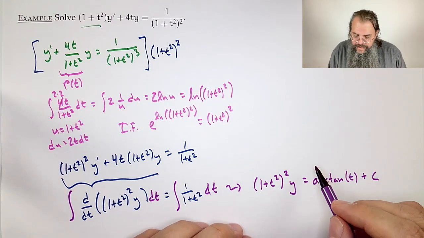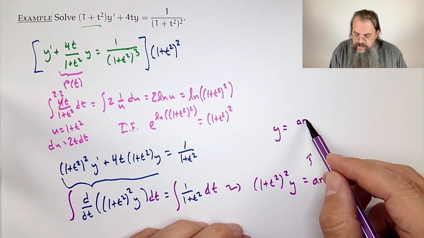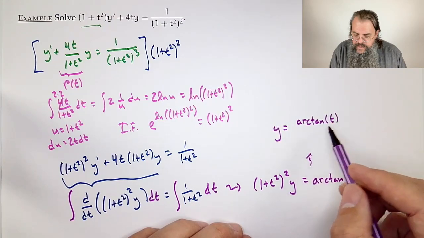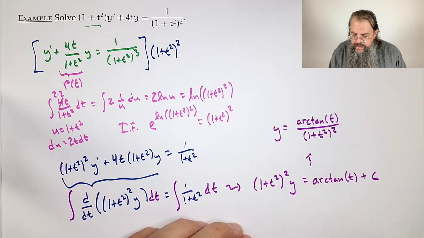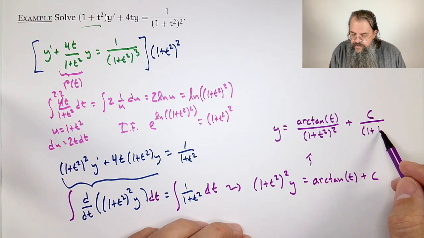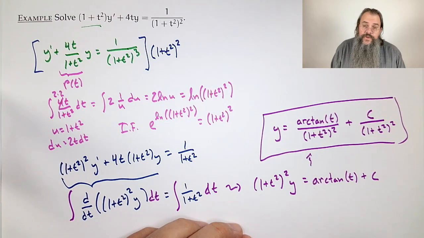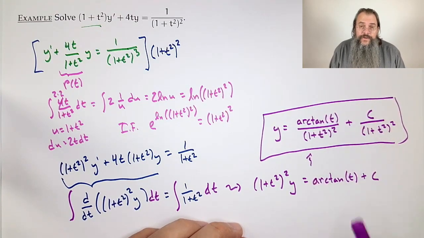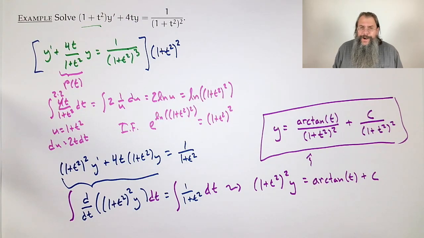I say, okay, get y by itself. So y is equal to arctangent of t. Divide that by 1 plus t squared squared. And then don't forget there's a plus c, and divide by 1 plus t squared squared. When you're looking at a general solution, there should always be a plus c when you're doing a first order equation here. So if you didn't have that, you should be very suspicious and be like, whoa, I am very suspicious about what's happening here.